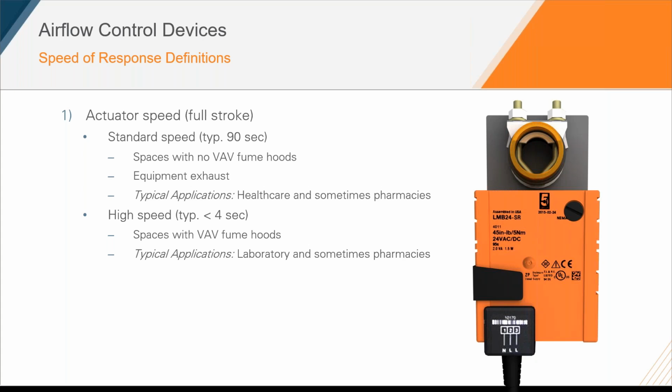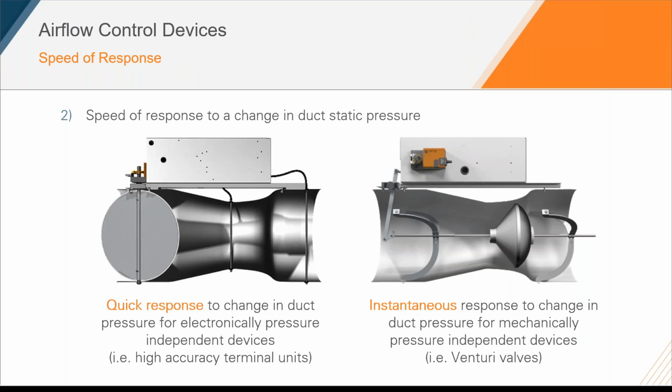On the opposite end, we have high-speed actuators. Again, these are the applications that require that fast-acting speed of response. More commonly, you're going to see these utilized in laboratories. For a fume hood, that requires between 1 to 3 seconds or 3 to 5 seconds speed of response. Being able to achieve that containment as required, we're going to have to utilize a high-speed actuator. Depending on the model actuator you're looking at, these are typically going to range between 2 seconds to 4 seconds depending on the model.